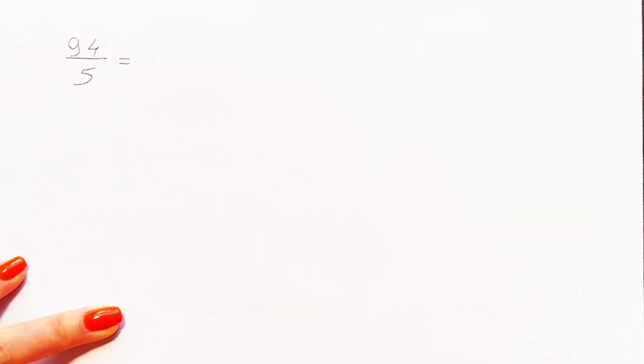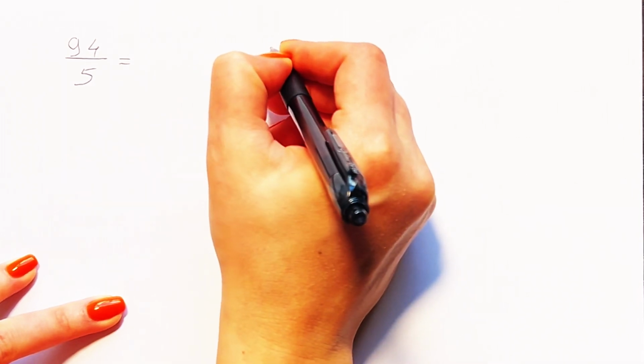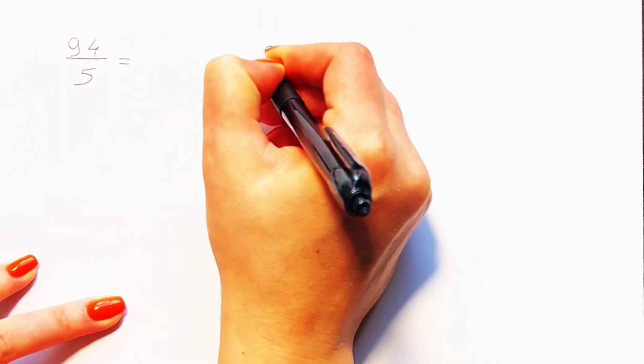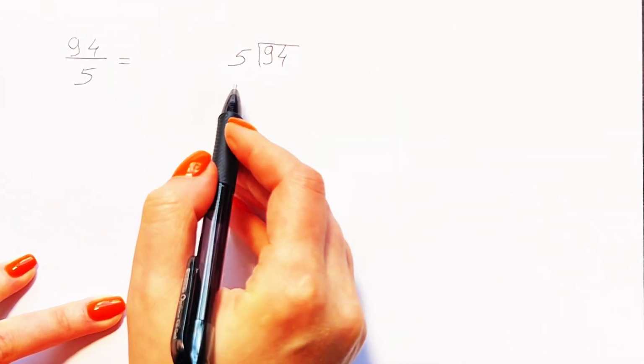Now let's try to do the opposite. Let's say I have a fraction. I want to make it a decimal. For example, 94 over 5. Okay, 94 over 5 is an improper fraction. What I always do to get a decimal: the numerator, I'm going to divide by the denominator. 94 divided by 5. Okay, let's do that.